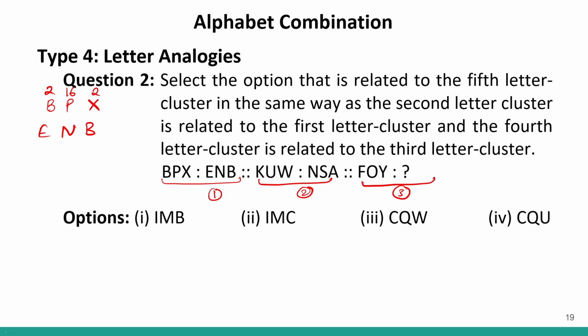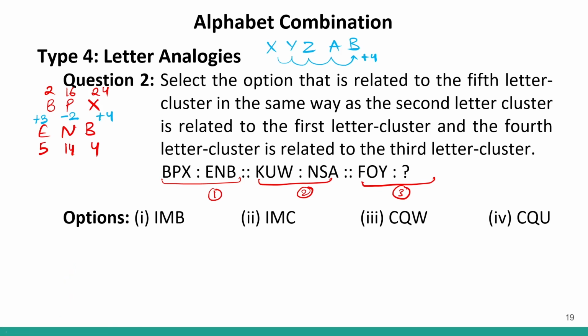X is 24. Correct? E is 5, N is 14, B is 4. So now I can see from 2 to 5 is plus 3. From 16 to 14 is minus 2. And from 24 to 4, this is minus 20. But if you use the concept of loop, see, X, Y, Z, A, B. If I use the concept of looping, this is 1, 2, 3, 4. This is addition of 4. So this can be written as plus 4 also. Right?